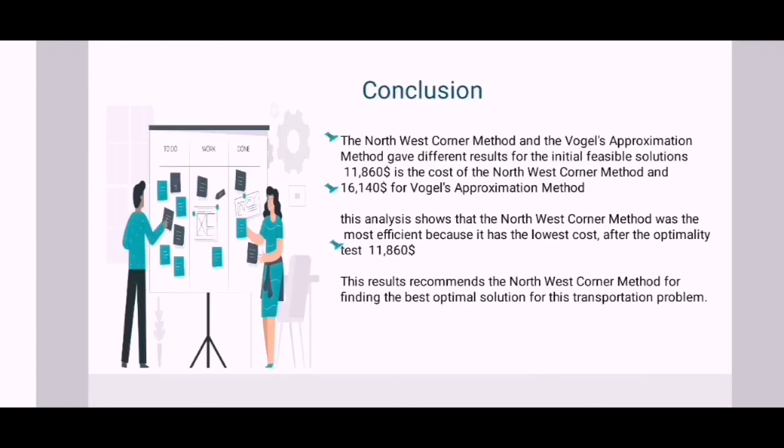In conclusion, both these methods gave different results for the initial feasible solution. The Northwest Corner method gave $11,860, while the Vogel approximation gave $16,140. This analysis shows that the Northwest Corner method was the most efficient because it has the lowest cost after the optimality test, which is the same as before the optimality test, $11,860.